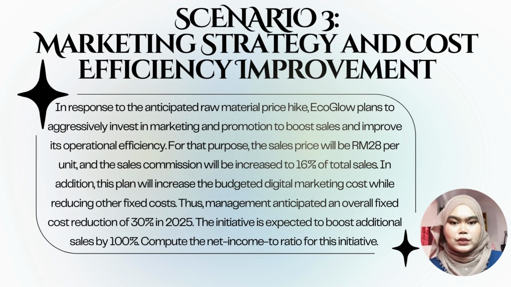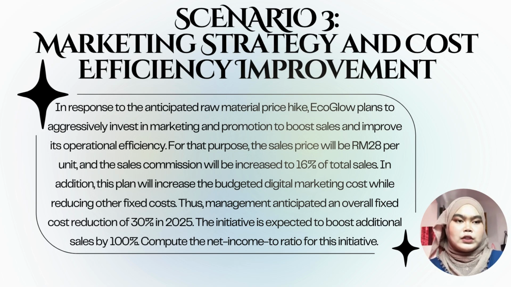Today, I will present the financial analysis for Scenario 3, which explores the impact of new marketing and cost-efficiency strategy for EcoGlow Lighting Sdn Bhd. So, the question for Scenario 3 is, in response to the anticipated raw material price hike, EcoGlow plans to aggressively invest in marketing and promotion to boost sales and improve its operational efficiency. For that purpose, the sales price will be 28 per unit and the sales commission will be increased to 16% of total sales. In addition, this plan will increase the budgeted digital marketing costs while reducing other fixed costs. Thus, management anticipates an overall fixed cost reduction of 30% in 2025. The initiative is expected to boost additional sales by 100%. Compute the net income to sales ratio for this initiative.